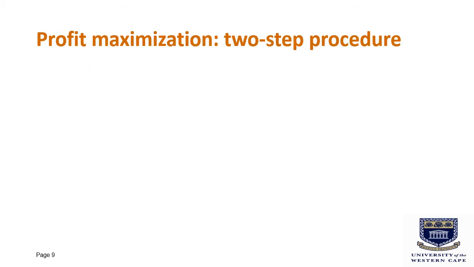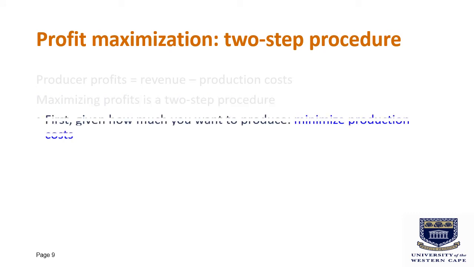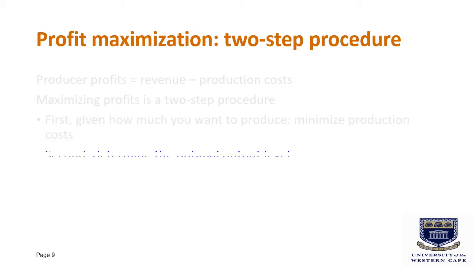So profit maximization is a two-step procedure, and we're going to link this to our production function. Firstly, profit is revenue minus production cost. That shouldn't be anything new. And what are our two steps now of maximizing profits? The first idea is to say, okay, let's say we want to produce a certain amount. What is the minimal cost that I can incur for this amount of production? So what is the least amount of capital costs and the least amount of labor costs that I would incur to produce a certain amount? And then secondly, we're going to determine the optimal output level.